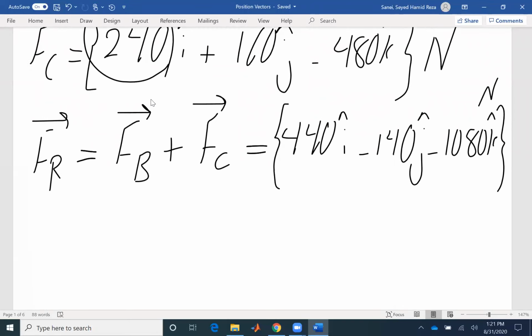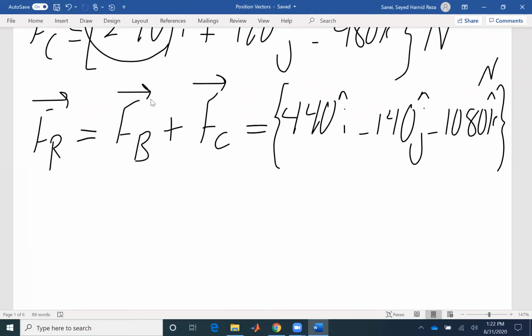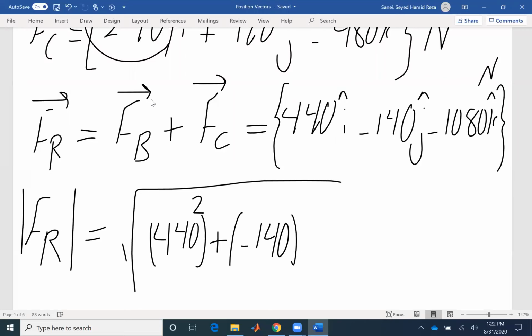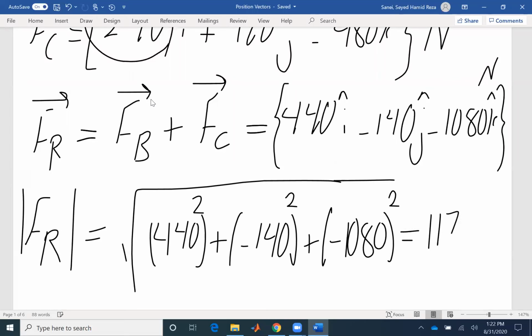I can find the magnitude because the problem is asking for the magnitude and coordinate direction angles. So finding a magnitude, by now you should be confident in finding the magnitude of a vector. Each component squared, and then we take the square root of all of them. When it is squared, you don't have to write a negative sign, it won't make a difference. The value that I found is 1174.56.